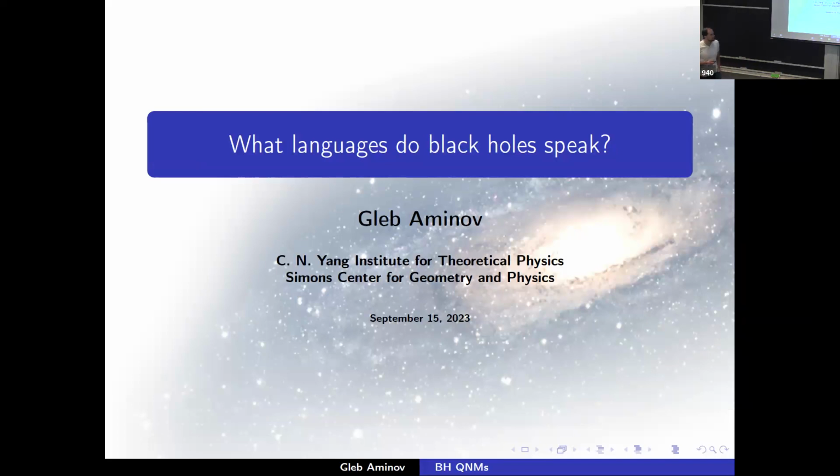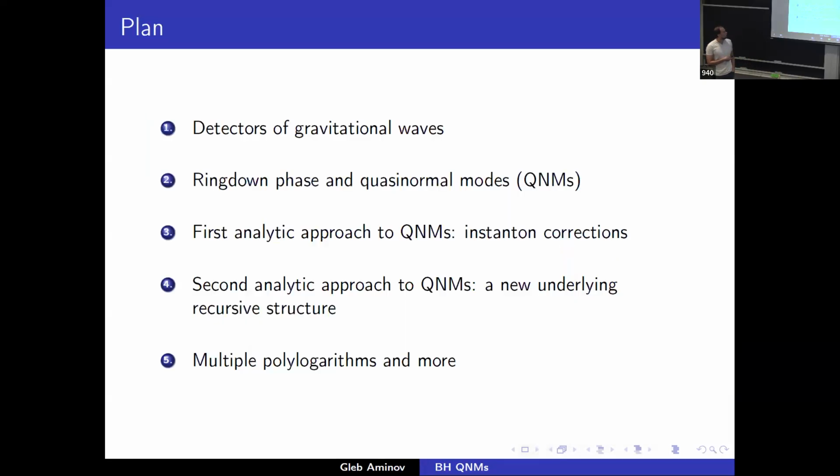So today we're going to discuss analytic approaches to black hole quasi-normal modes, which is another way of saying learning the languages of black holes. First we're going to answer the question of why we are interested in quasi-normal modes, and why I call them a language. Then we'll give a broad definition of what a QNM is, and its relation to gravitational wave astronomy. Then I will introduce two different analytic approaches to compute the quasi-normal modes. And finally, I'll finish up with a summary of current and maybe future results.